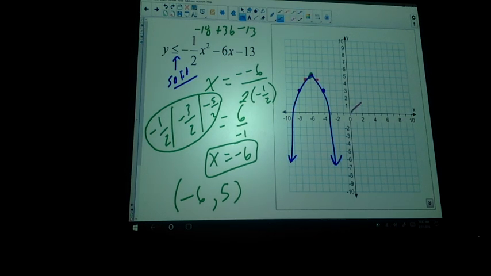All right, (0, 0). Is that inside or outside the parabola? Outside. Yay. So I get 0 is less than or equal to negative 13. True or false? That's false. So I shade inside the parabola. Yes. Yay. There we go.